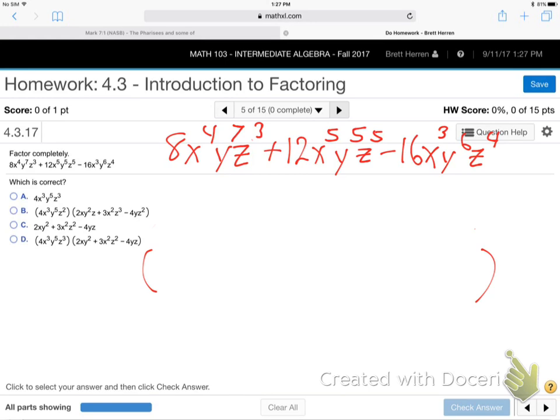All right, so what goes into 8, 12, and 16? 4 does. And then, okay, so for x, we have what? x to the 4th, x to the 5th, x to the 3rd. We take the lowest one, don't we? Yes. So x to the 3rd.